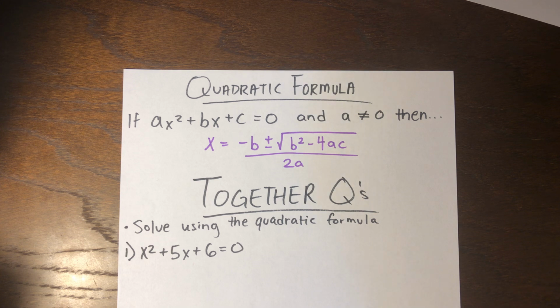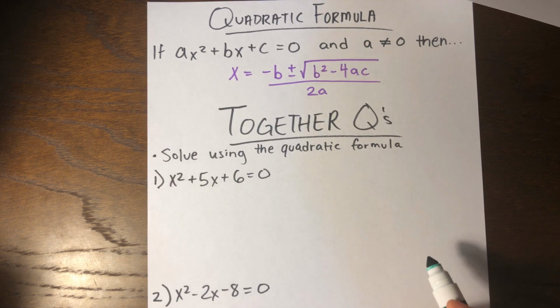So, if ax squared plus bx plus c is equal to 0, and a does not equal 0, then x is equal to negative b plus or minus the square root of b squared minus 4ac all over 2a. Okay, so let's work on some questions together using this formula.